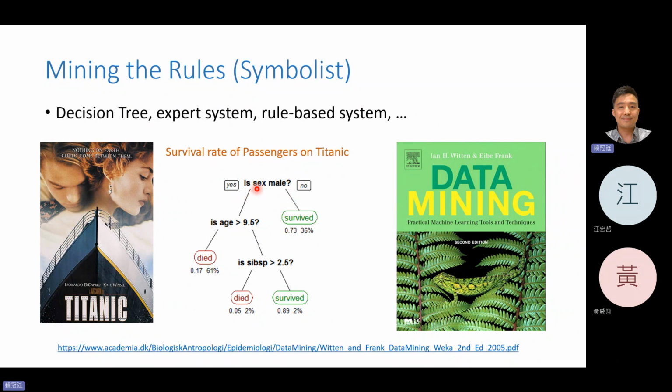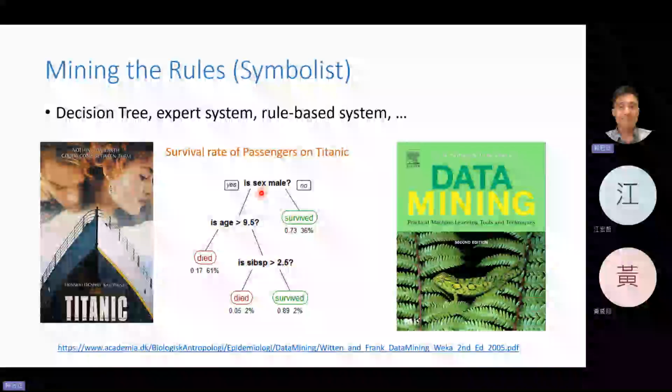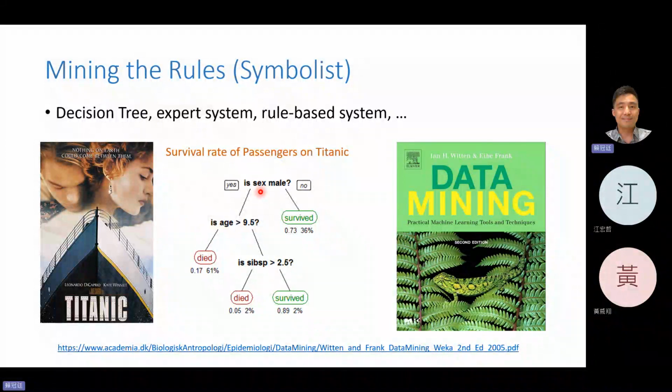Okay, so we know the decision tree. First, our observation is that a decision tree can easily be interpreted by humans, right? We can understand the rules, so we can analyze the data set automatically. And so it is easy to justify the learning result.